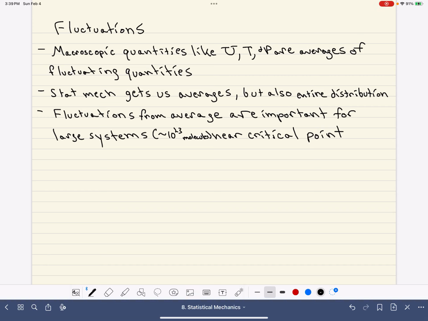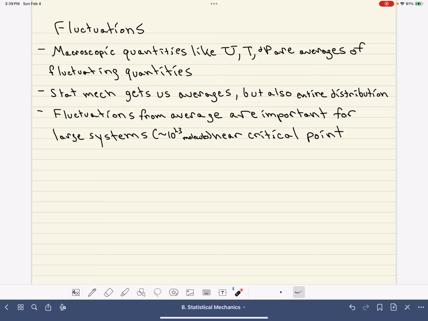As we mentioned in the intro video for this module, statistical mechanics is useful because it allows us to get these average macroscopic quantities like energy, temperature, and pressure by looking at microscopic fluctuating quantities. With statistical mechanics, we get these average values, but we could also look at the entire distribution of these values, how they change over time or over different energy levels. And looking at the fluctuations from the average is just as important as the average value itself.